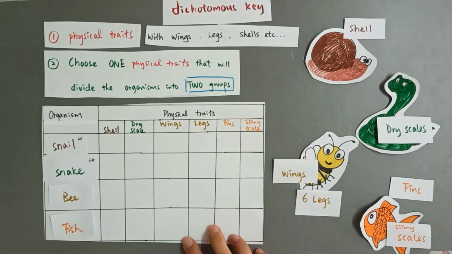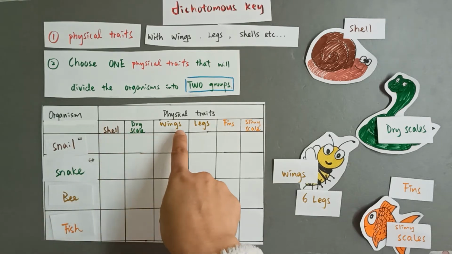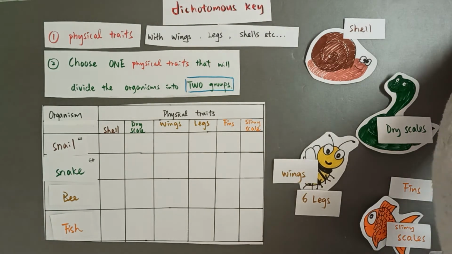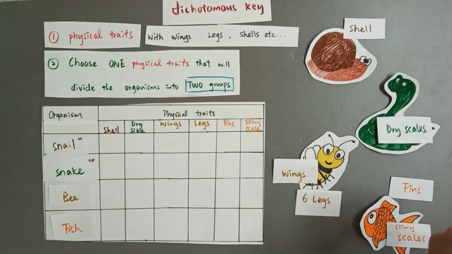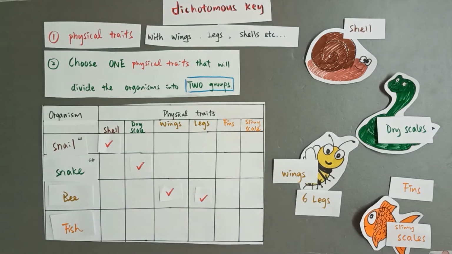As you can see, the leftmost column contains the 4 organisms: snail, snake, bee, and fish. The physical traits I put down here, and you can put a tick in the boxes to see which physical traits each organism has. First of all, the snail has a shell, and the rest of the traits the snail doesn't have. The snake has dry scale only. The bee has wings and legs. And finally the fish has fins and slimy scale.